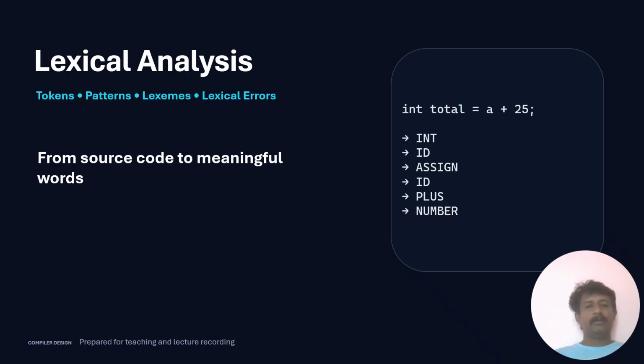For example, look at this code: int total = a + 25. Here, int is a keyword, total is an identifier name, equals and plus are symbols or operators, and 25 is a number. So in this video we will learn tokens, patterns, lexemes, and lexical analyzers with easy examples. Okay, let us start.